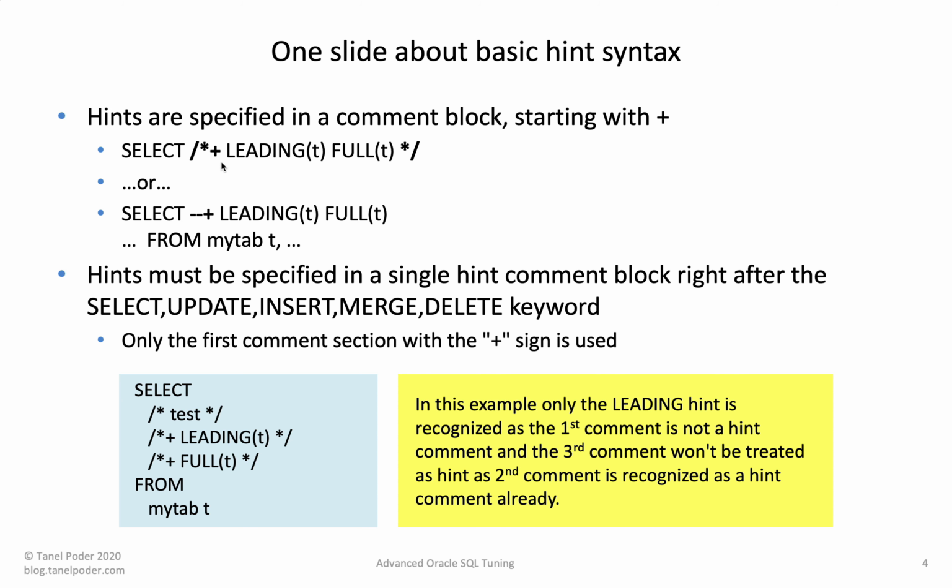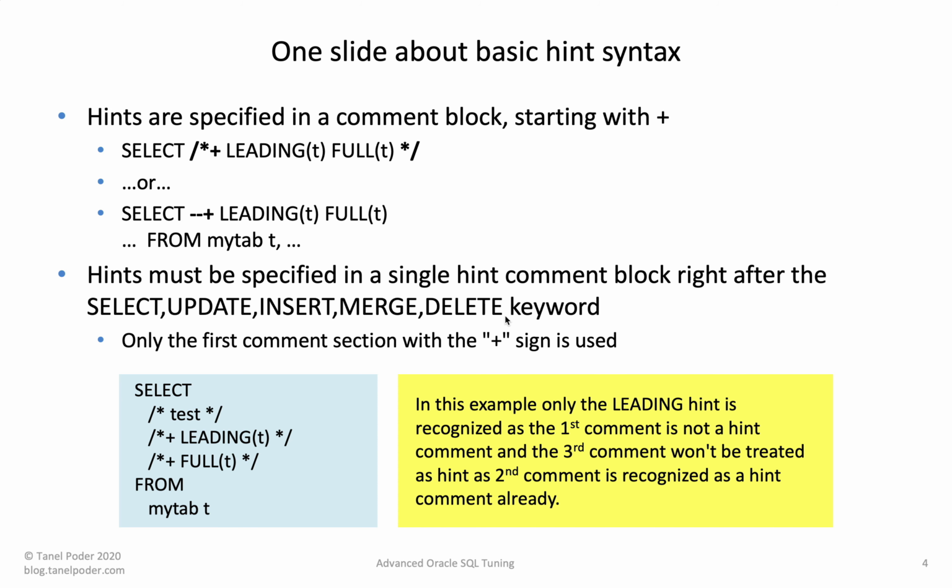But when I actually build something real and end up adding hints for some reason, I don't use these minuses. It's just to be a bit more clear where the comment starts and where it ends. And the hints must be specified in a single hint comment block right after the select, update, merge or whatever statement keyword.